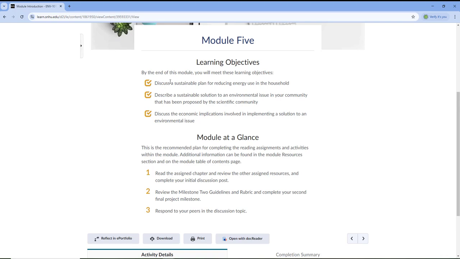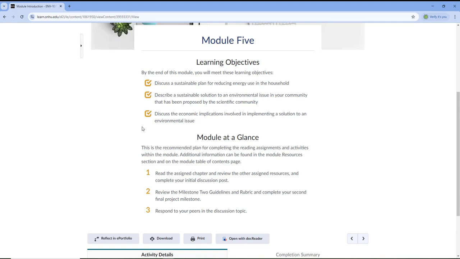In this unit, there are 3 objectives that you'll need to meet by the end. Discuss a sustainable plan for reducing energy in the household. We'll cover that in our discussion board post. Describe a sustainable solution to an environmental issue in your community that has been proposed by the scientific community, so that has to do with the milestone. And discuss the economic implications involved in implementing a solution to an environmental issue. So that also covers your milestone 2.